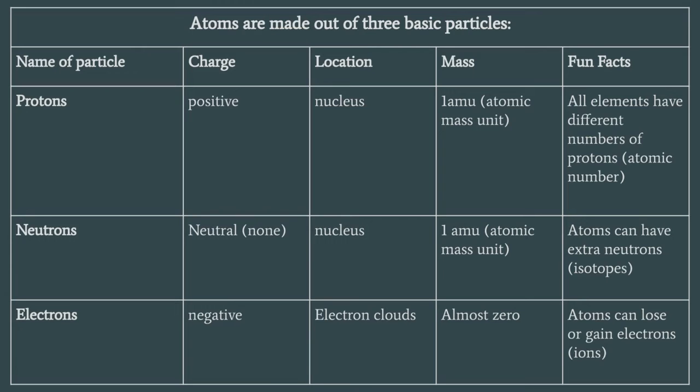So some fun facts. All elements have different numbers of protons, and the proton determines the identity of the atom. If it has 5 protons, then it's one element. If it gains a proton, then it changes to a different type of element. Neutrons: atoms can have extra neutrons and not really affect much except for the mass. And stability. Neutrons are really there for stability, and atoms can actually have extra neutrons or lose some, and that's called an isotope, which we'll get into a lot more later.